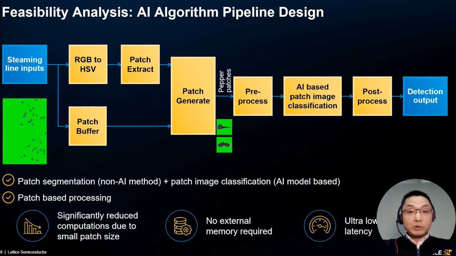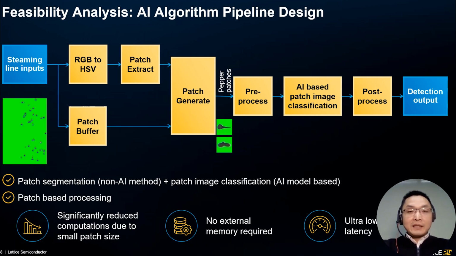According to the system requirements, we designed a customized AI pipeline as shown in this page. Basically, the overall pipeline includes 2 parts. One part mainly includes the patch segmentation function, which is used to extract the paper patches from the video stream. The other part is the CNN-based image classification function. Some additional pre- and post-processing modules are also included.